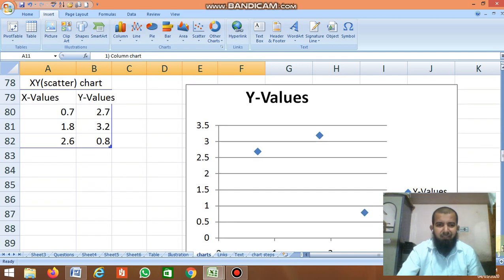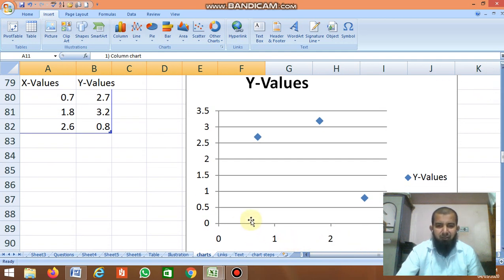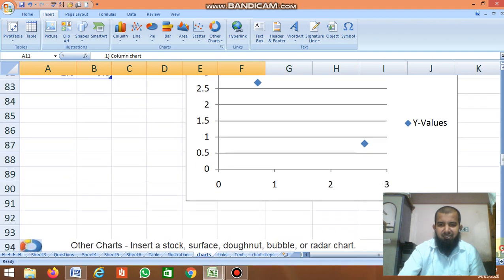See here, for example, there is the x value and y value. 0.7 is the x value and 2.7 is the y value. Here one dot is displayed. The second value is 1.8, 3.2. 1.8 is here, 3.2 is here. The third one is 2.6, 0.8. 2.6 here, 0.8 here, like this. This is an XY or scatter chart.